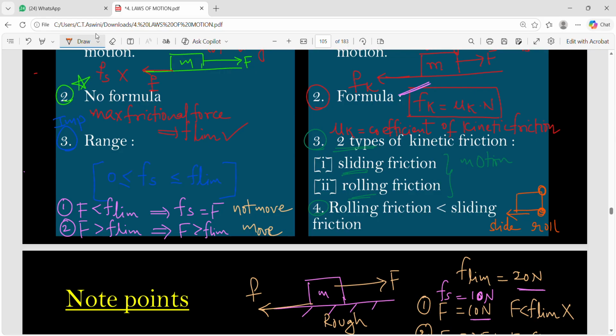If friction is less, the forward motion of the body will be more. Because that is what we have seen, right? Friction is an opposing force. It will try to oppose the motion of the body. The body is trying to move forward, but that friction will try to bring it backward. So in this case, if friction is less, forward movement will be better.